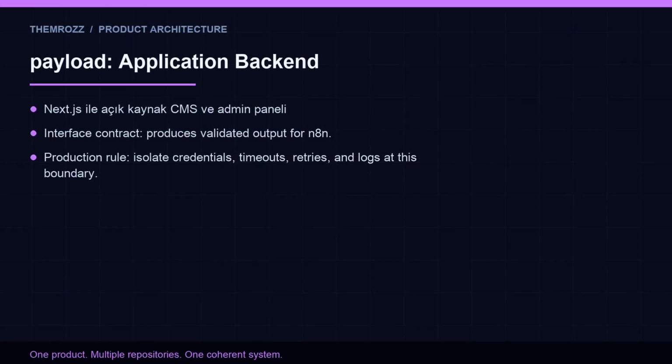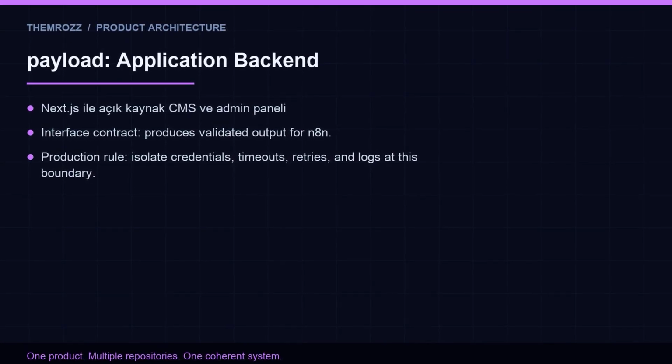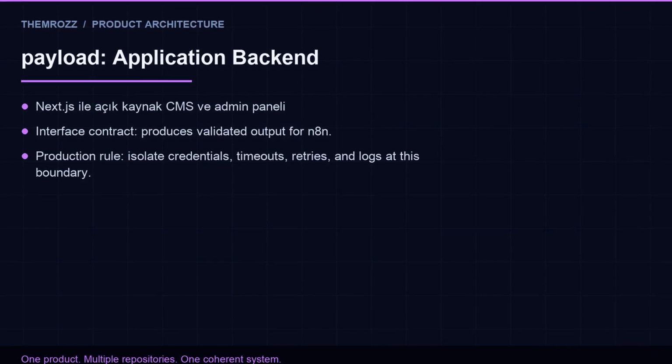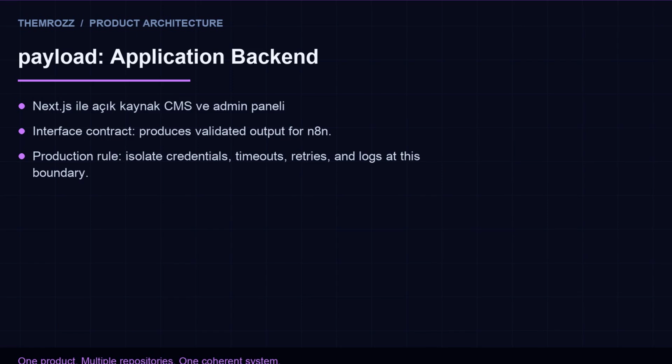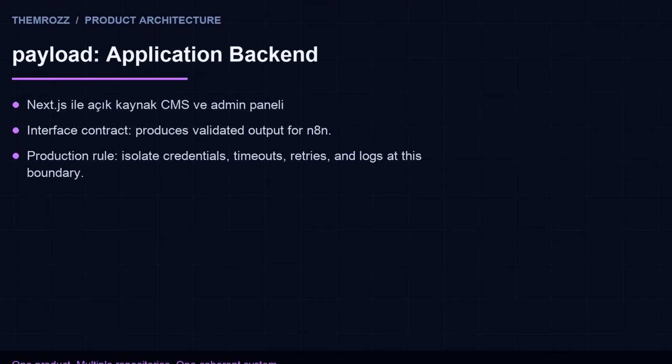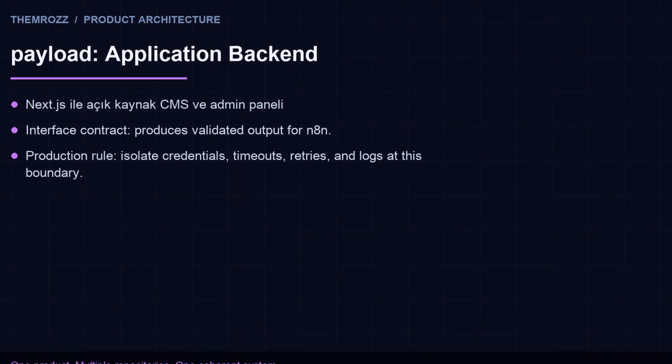The webhook payload contains the run identifier and then the minimum data required for the automation. n8n can then route the approved result to email, a CRM, a ticket system, or another supported integration. It reports success or failure back to an endpoint owned by our application, and Payload closes the run.